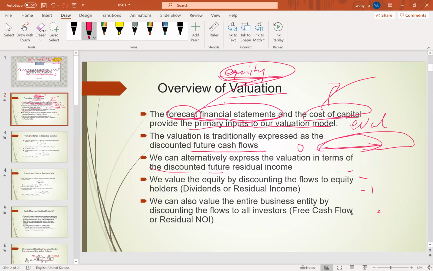And we can also use our free cash flow to the firm model. That means we will evaluate the whole business entity by discounting the cash flow to all investors, including the debt holders. Debt holders are usually in the form of what? Bonds. And we also have the equity holders. So the investors are not just the equity holders, but include both debt and equities.